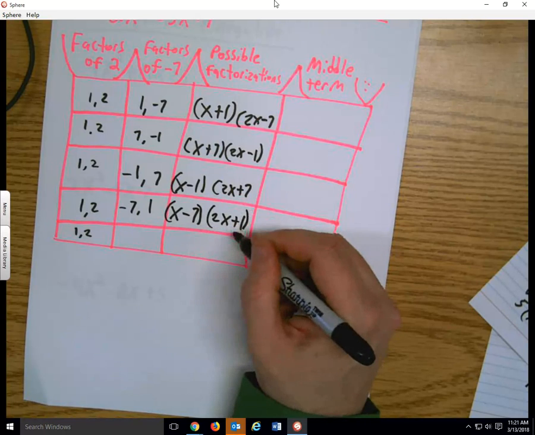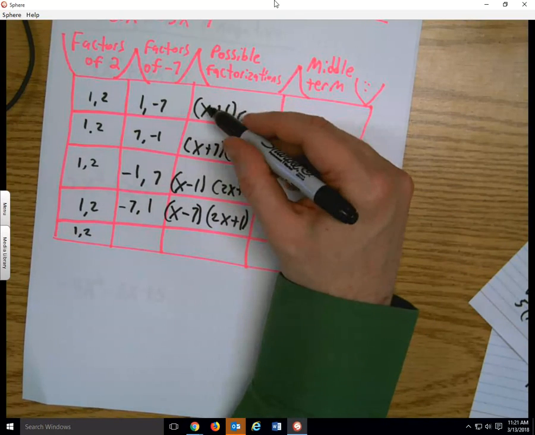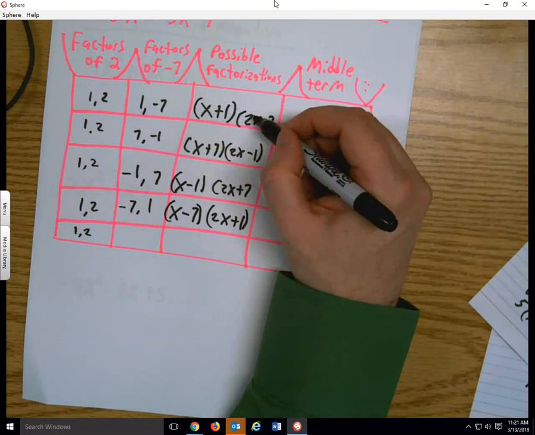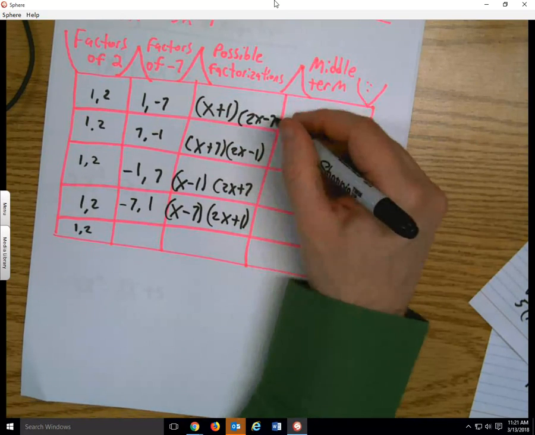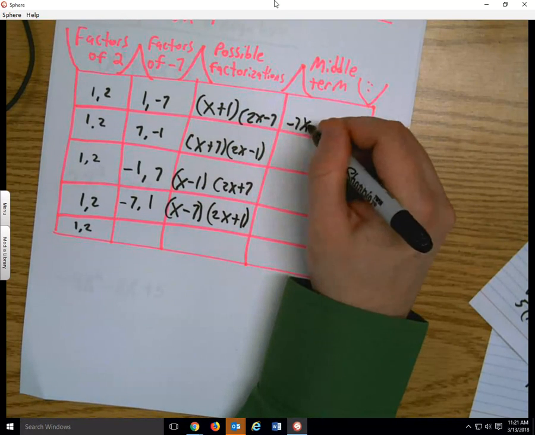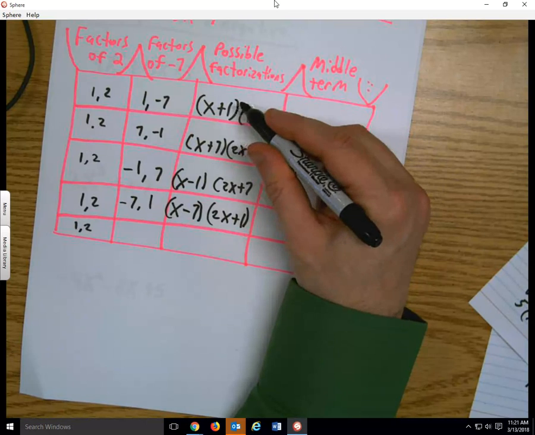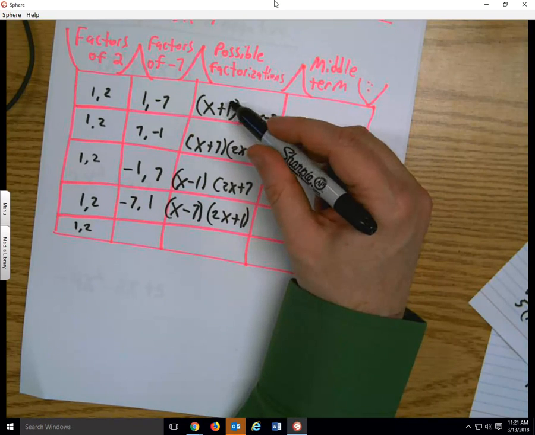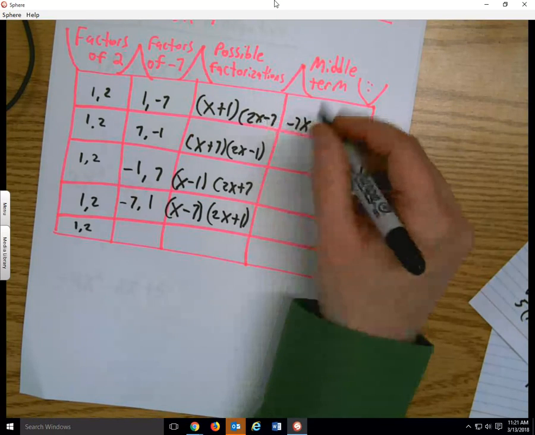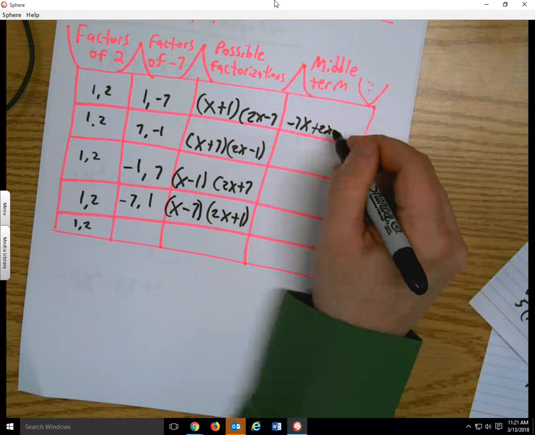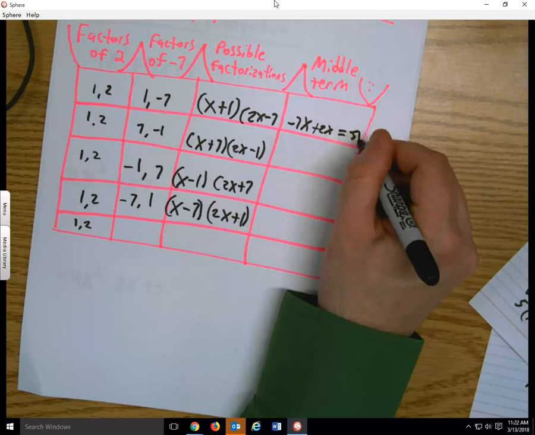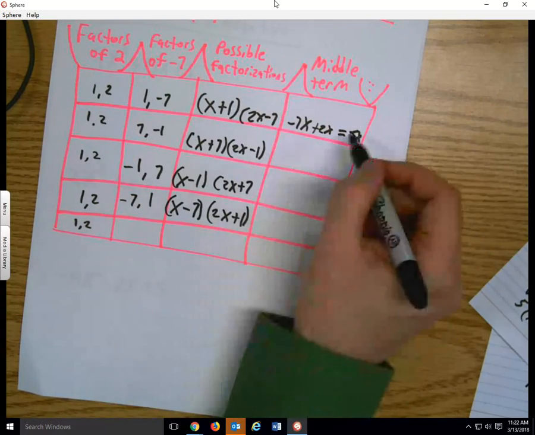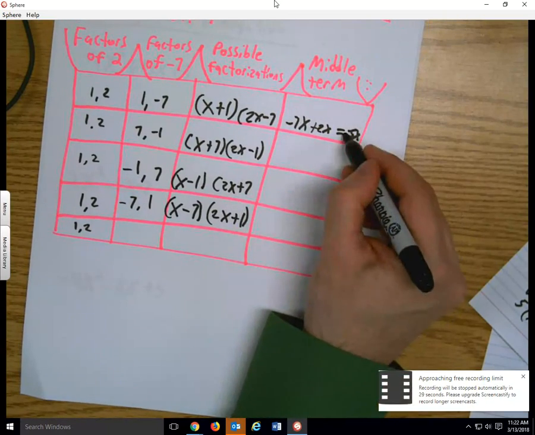And we just find the middle terms between it. So x times 2x is 2x squared, but that's not a middle term. So x times a negative 7 would be a negative 7x. And then 1 times 2x would be 2x. If you add those together, you would get a negative 5x. Actually, looks like we got it the first time. I'm not going to do all these.